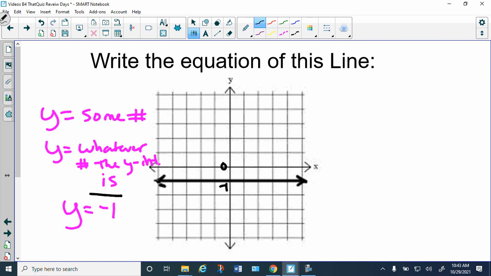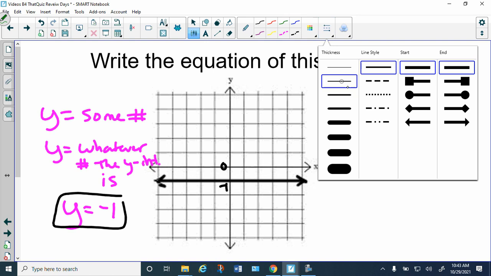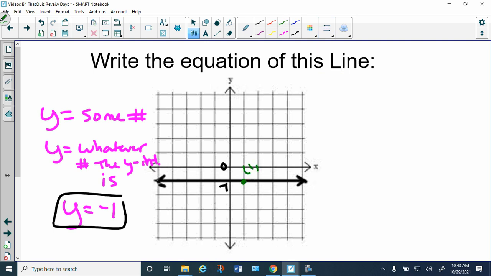Another way you can do it is just look at each point and name them. Like, okay, this point is named 1, negative 1. This point is named what? 1, 2, 3, 4, is named 4, negative 1. This point is named negative 2, negative 1. And if we keep doing this, we're like, wait a minute. All the y values are equal to negative 1.